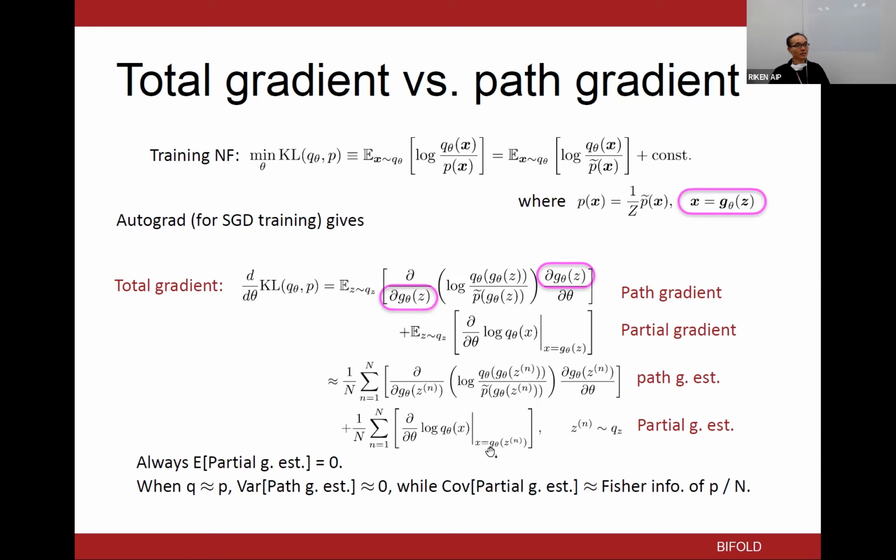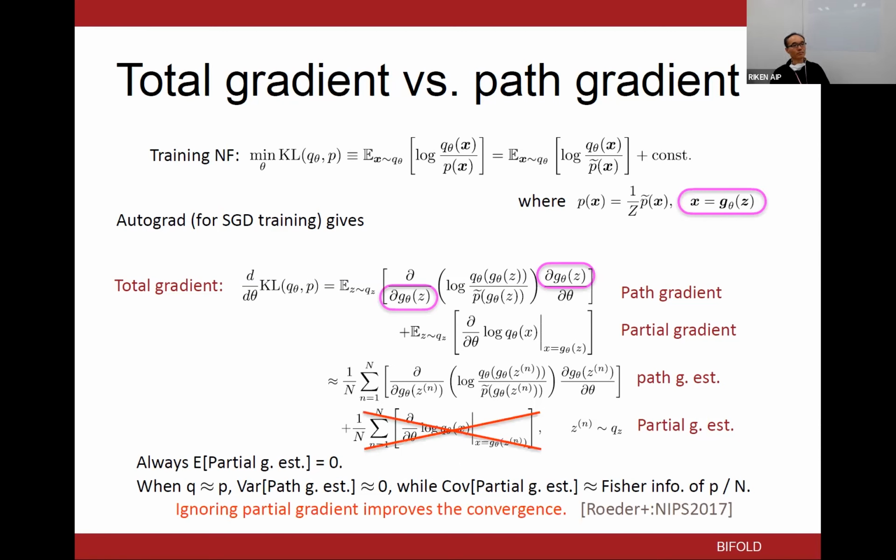So this means that this partial gradient part, the expectation value is 0, meaning that there's no information. And the variance is finite. So meaning that this just produces noise in the converging phase. So then it's better to ignore this part, which was found and proposed by Rader in 2017.